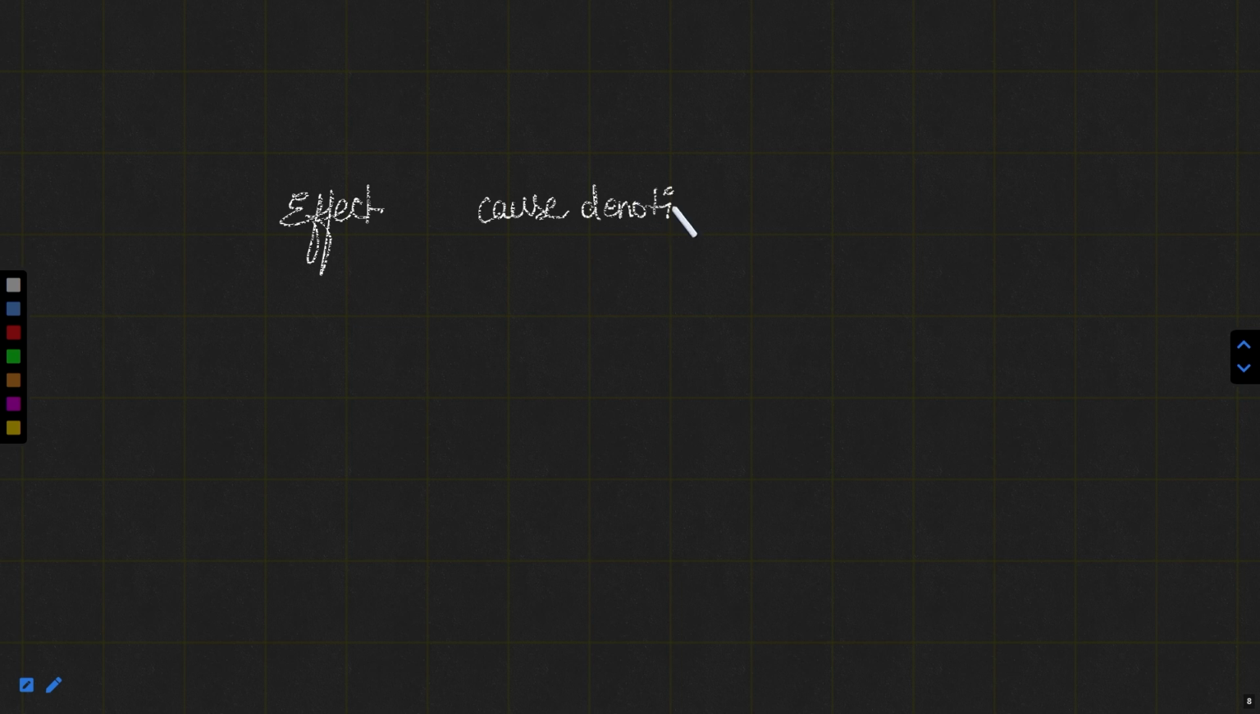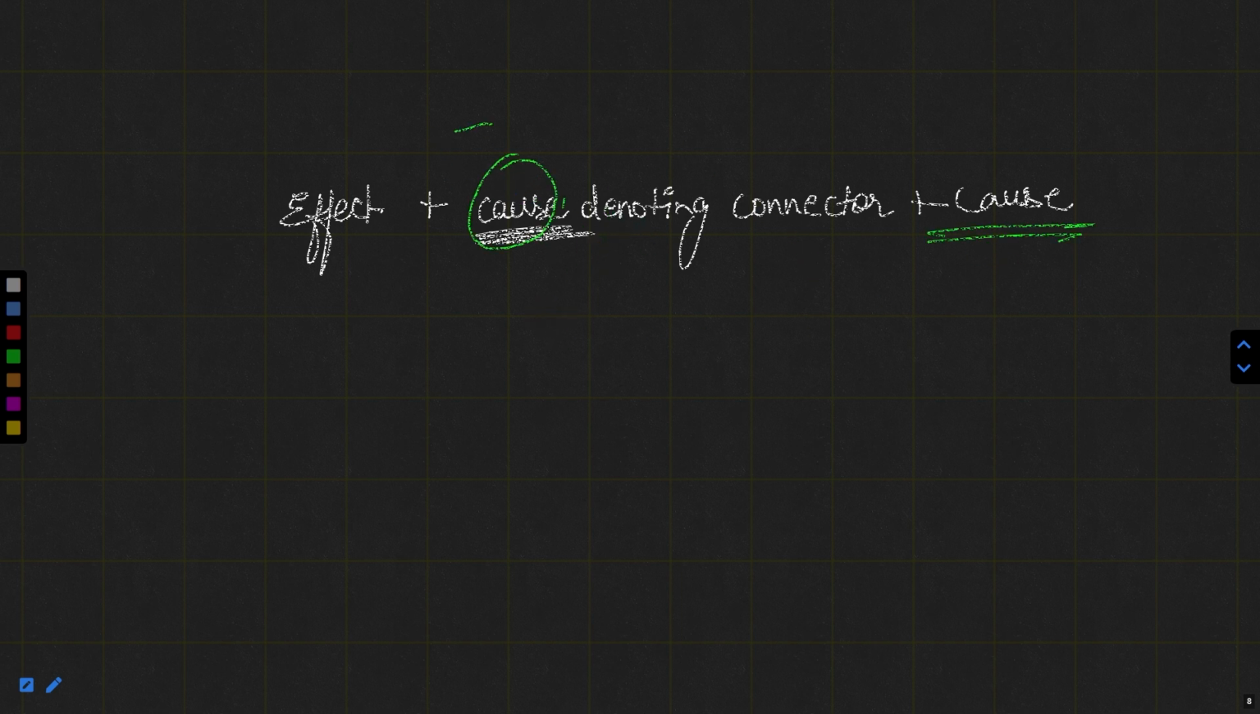It means those connectors that show the cause. Okay, and after that we had the cause. Now here the structure will be changed. How? Because this is showing the cause, therefore we have given the priority to the cause denoting connector and will write the cause after it. So this will shift wherever required, using it in the beginning of the sentence, at the end of the sentence, or in the middle of the sentence.